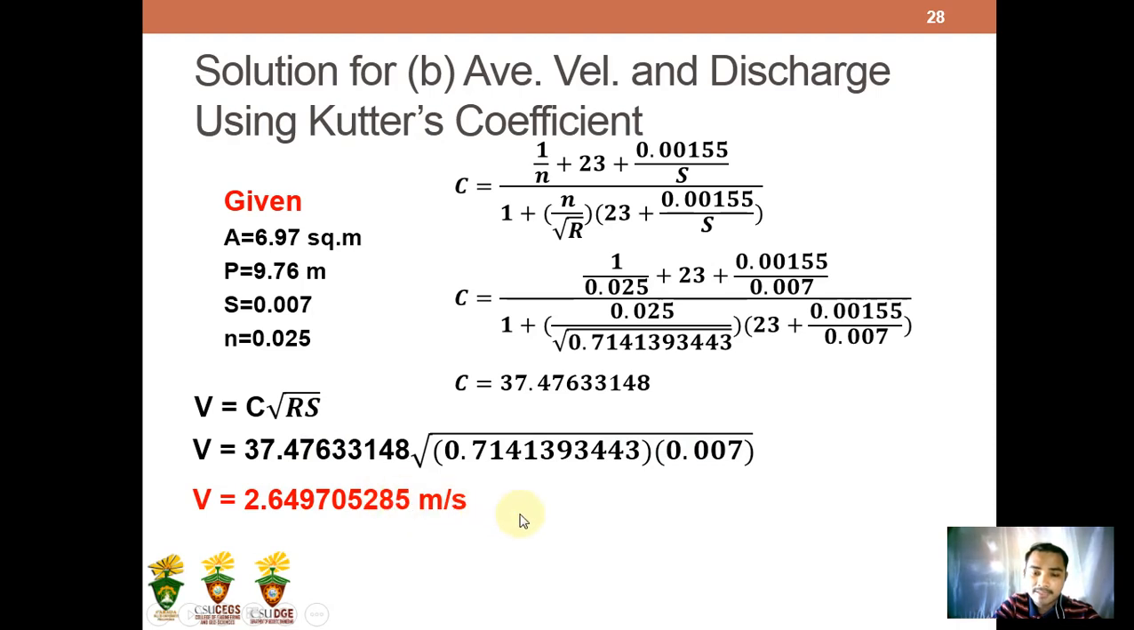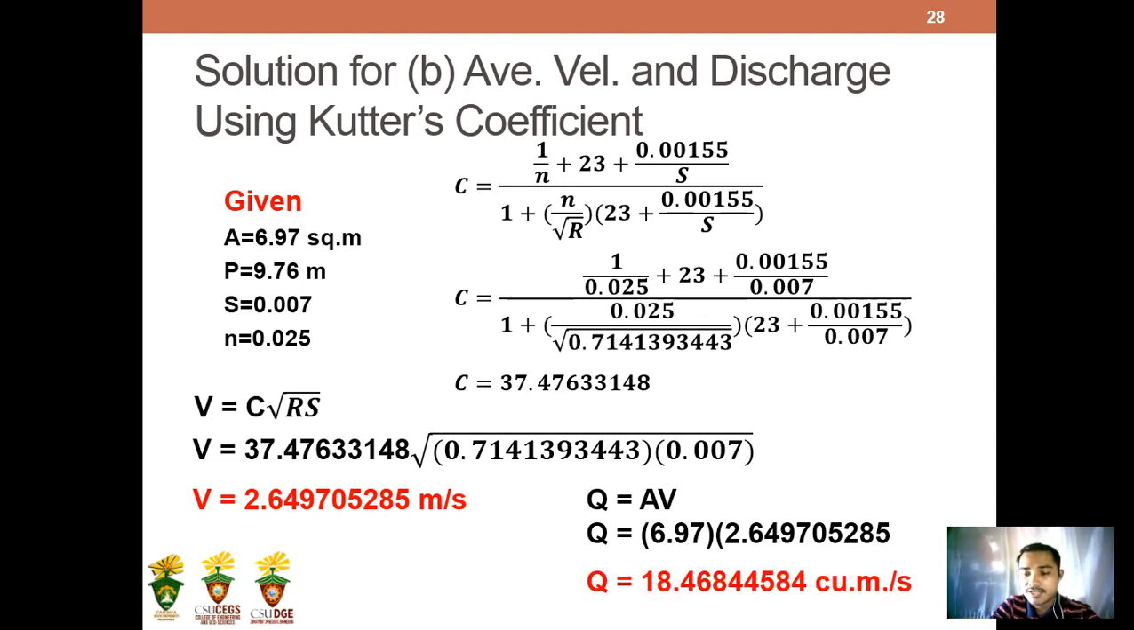2.649705285 meter per second. And to determine its discharge, using this formula, Q is equals to AV, or discharge is equals to area times velocity. So we have an area of 6.97 and the velocity of 2.649705285 meter per second. So we can have a discharge of 18.46844584 cubic meter per second.